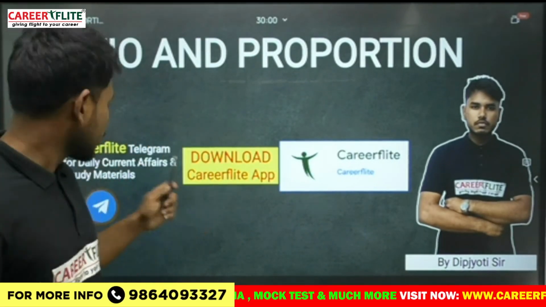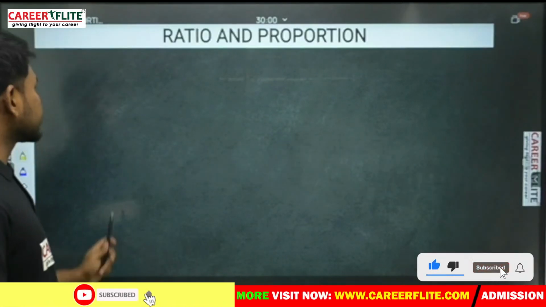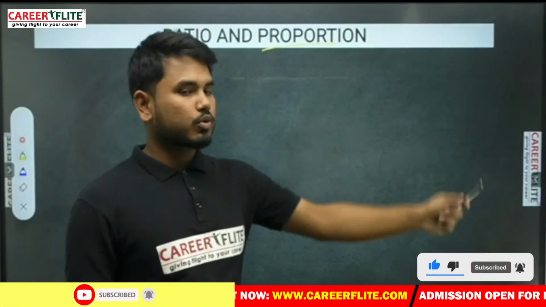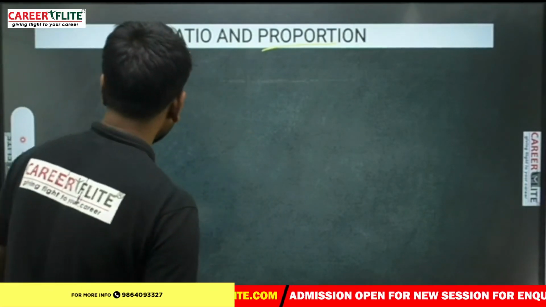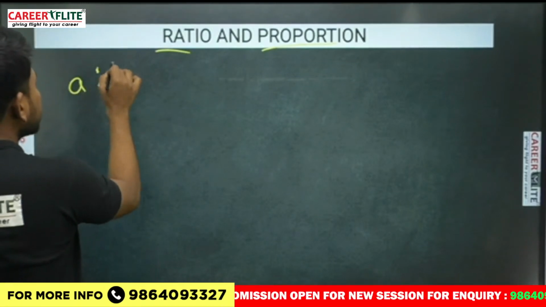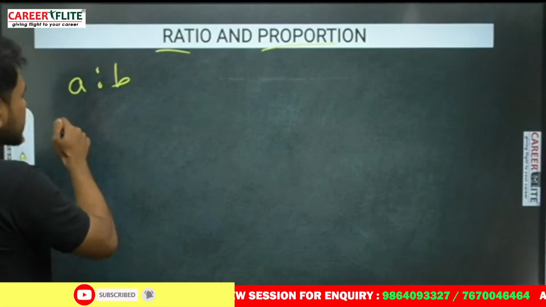Okay. So what do you understand by ratio? Basically, what do you understand by these two words, ratio and proportion? Ratio means any number given in this form A is to B, they will be known as the ratio. Why ratio? Because these two numbers can be anything.